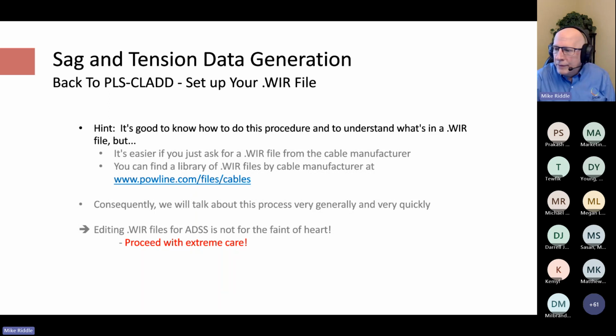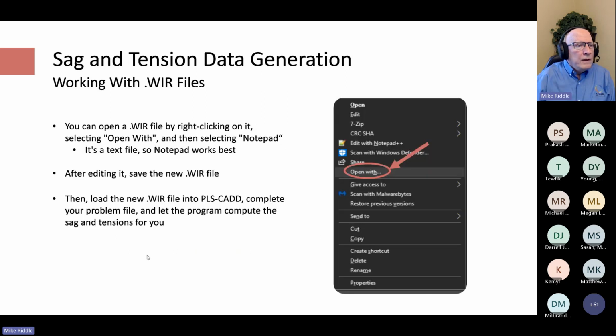I'm going to talk about it very quickly in the interest of time. It's not for the faint of heart to edit these wire files yourself. So please, if you choose to do this, proceed with care. To do it, you need to find the wire file. You use the open with and select Notepad. It's a text file, so Notepad works best. And then save it under a new name when you've made the changes.